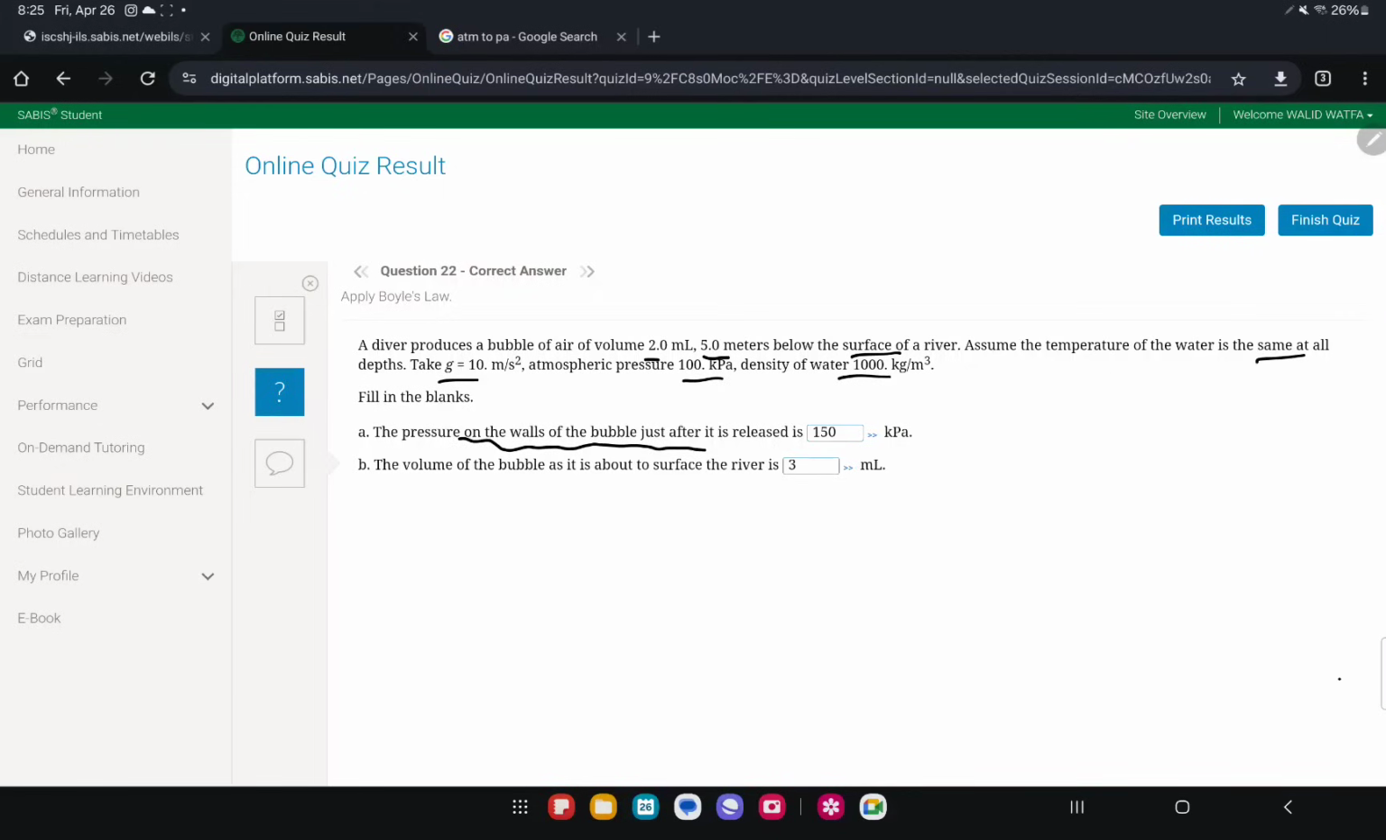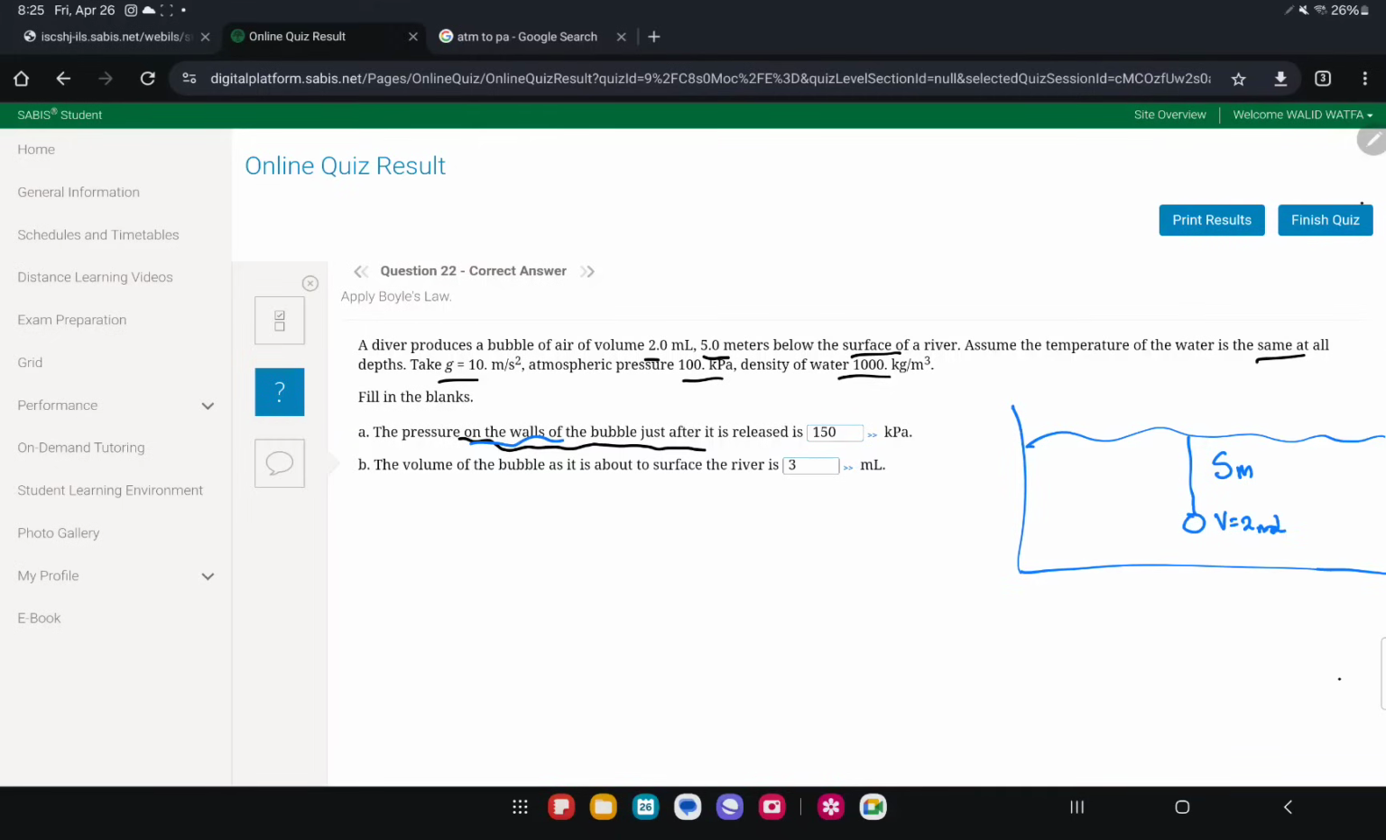So the diver, let's draw it in blue. Maybe that will help. You have the ocean over here. I'm not going to draw the diver, but he's 5 meters below and he blows a bubble. The volume of the bubble is 2 milliliters. So they're asking for the pressure on the walls of the bubble.